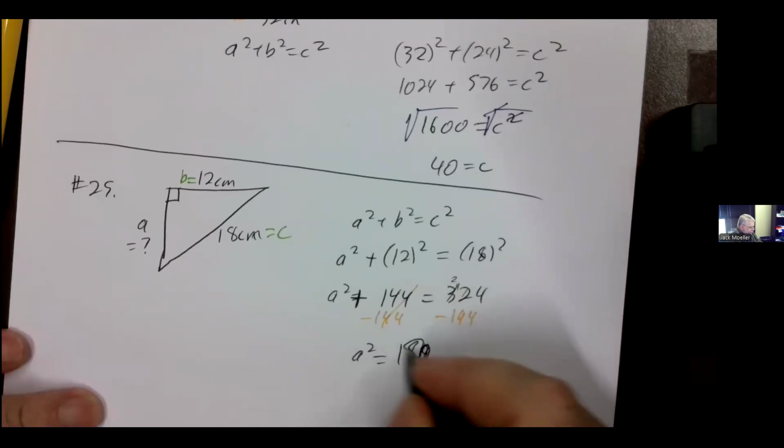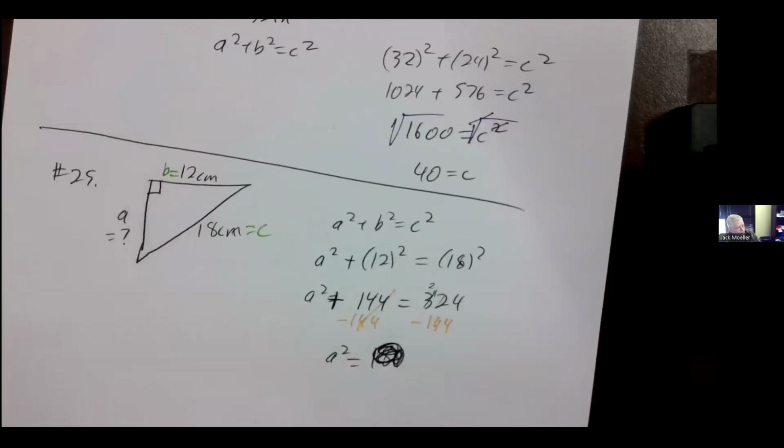180. All right, so this is what happens sometimes when I try to do arithmetic when I haven't had lunch yet. So 324 minus 144. Yeah, 180. Okay.